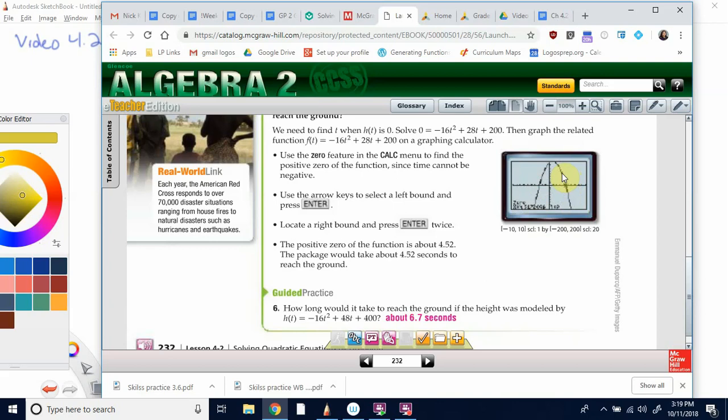Then hit enter when it says left side, and then move your cursor. It'll say right side. Put it somewhere down here to the right of the point and hit enter. Then it'll say guess, hit enter again, and then it will give you the value 4.52. So approximately at 4.52 seconds is when the package will hit the ground. All right, so stop the video, do guided practice 6, and we'll see you in class.